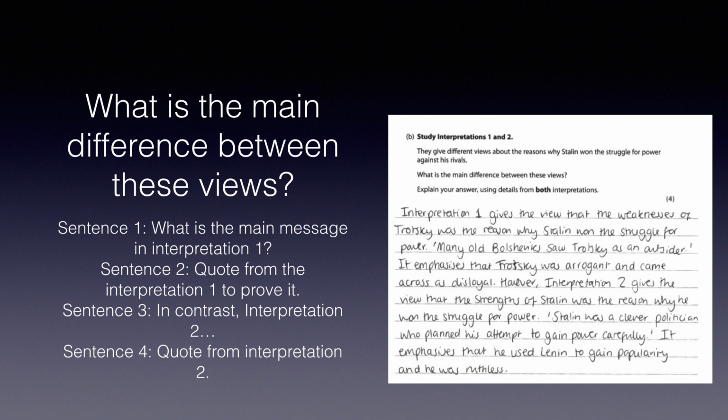However, interpretation 2 gives the view that the strengths of Stalin was the reason why he won the struggle for power. Stalin was a clever politician who planned his attempt to gain power carefully. It emphasised that he used Lenin to gain popularity and that he was ruthless. So that is all you need to do to gain those 4 marks. And you can do lots of practice, perhaps go through your books and use those examples of interpretations that are in there, thinking about the key issues.